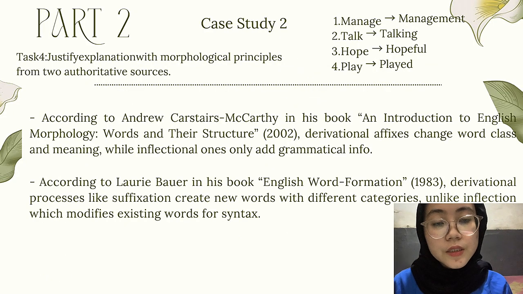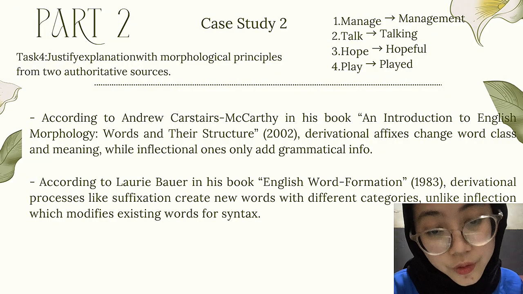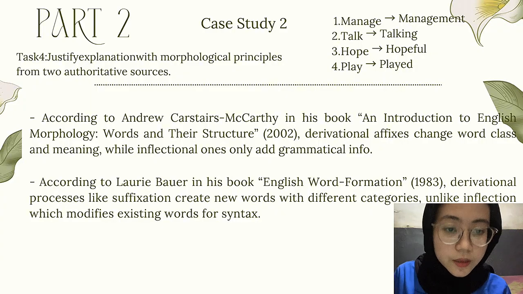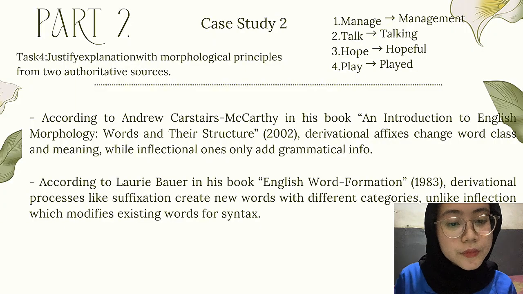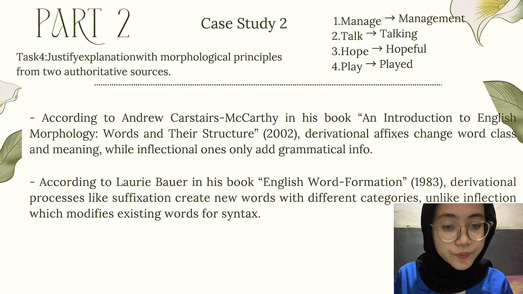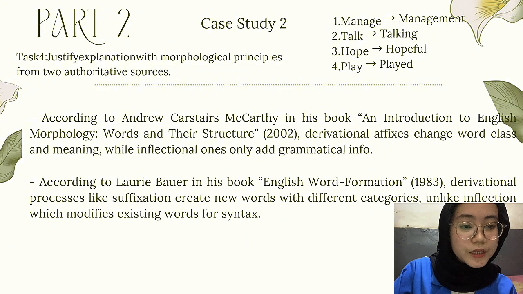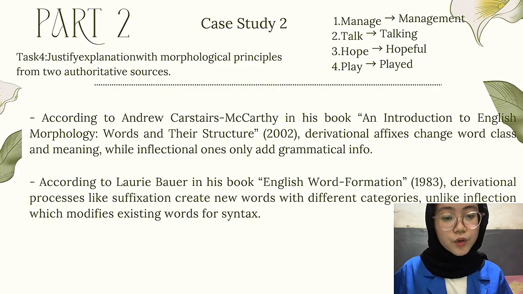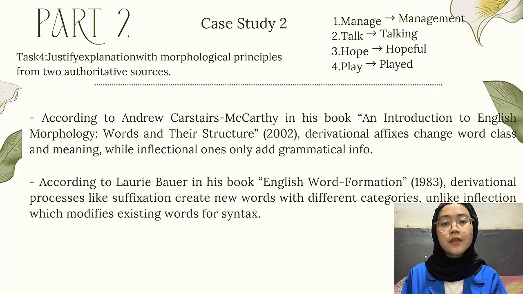And task 4 is to justify the explanation with morphological principles from two authoritative sources. So the first one is according to Andrew Carstairs-McCarthy in his book An Introduction to English Morphology: Words and Their Structure, 2002. Derivational affixes change word class and meaning, while inflectional ones only add grammatical info. And the second is according to Laurie Bauer in his book English Word Formation, 1983. Derivational processes like suffixation create new words with different categories, unlike inflection, which modifies existing words for syntax.